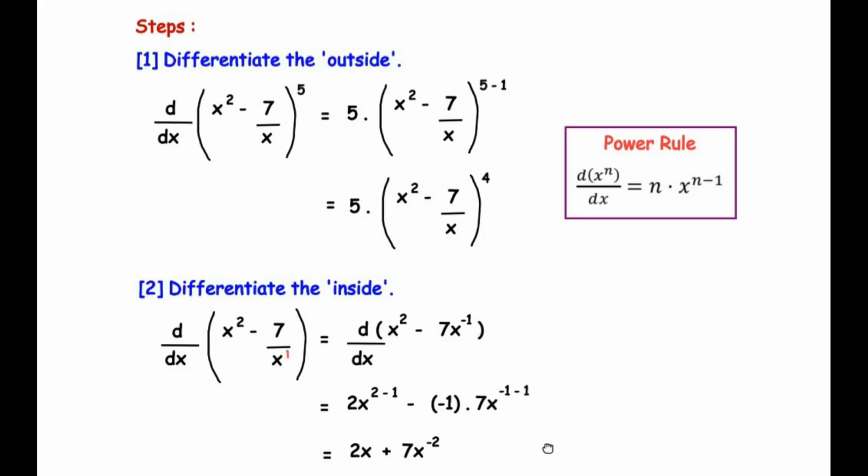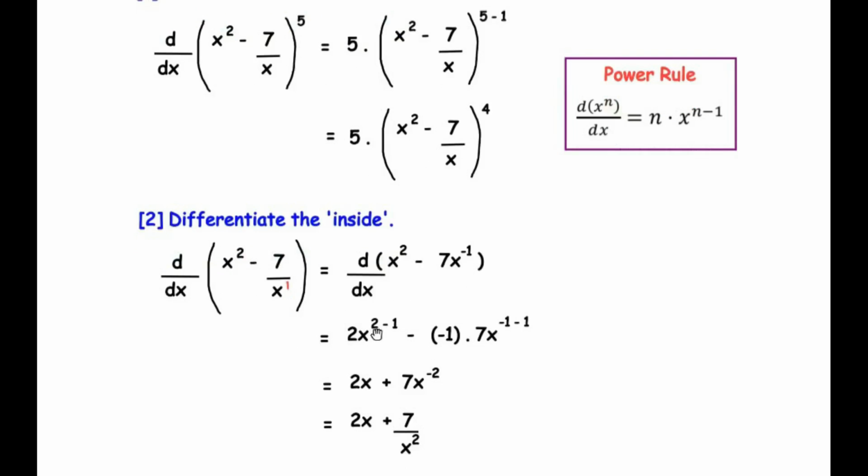Now simplifying this, we get 2x to the power of 1, minus of minus becomes plus, 7 times x to the power of negative 1 minus 1 gives us negative 2. Now again writing it into the standard form, it becomes 2x plus 7 times x to the power of negative 2. Now let us send this negative power to the denominator. So it becomes 7 over x to the power of positive 2.